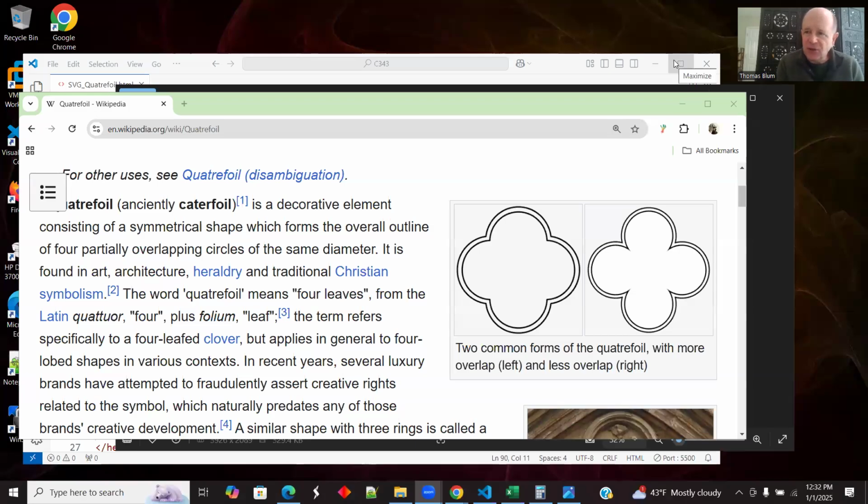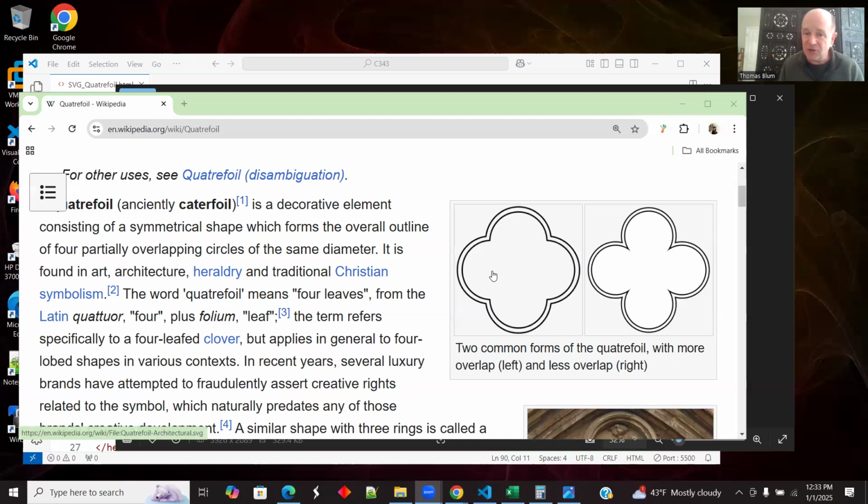In this video, I'd like to use HTML and JavaScript to create an SVG drawing of a design known as the quatrefoil. Here's the Wikipedia page on the quatrefoil. Basically, you start with a sort of cross shape, and then at the ends of the cross, you draw circles and then find out where those circles intersect.